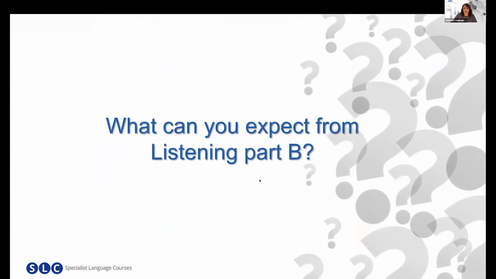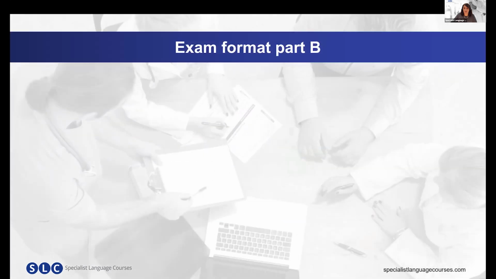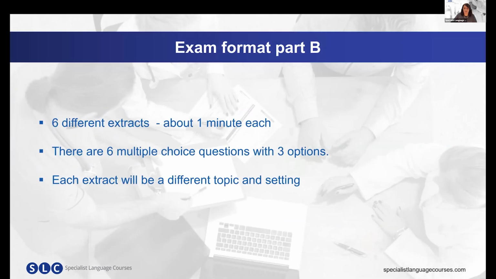So what can you expect in listening part B? In listening B, as we've mentioned, you have 6 different extracts. Each extract is about 1 minute. There are 6 multiple choice questions with 3 options, so there is 1 question per extract. Each extract will be a different topic and setting. They will all be healthcare settings, but they will all be different ones.